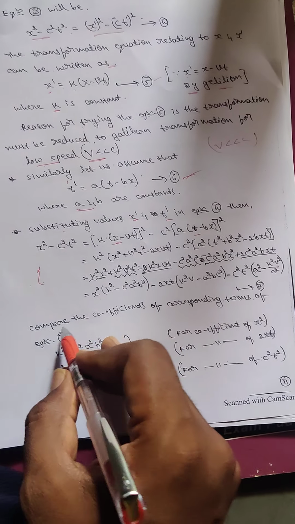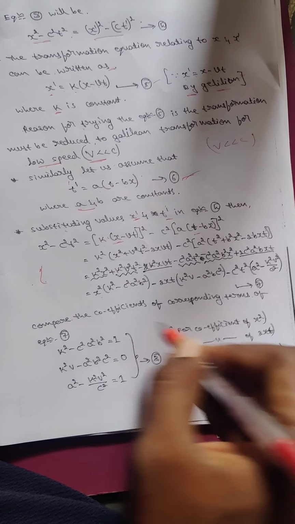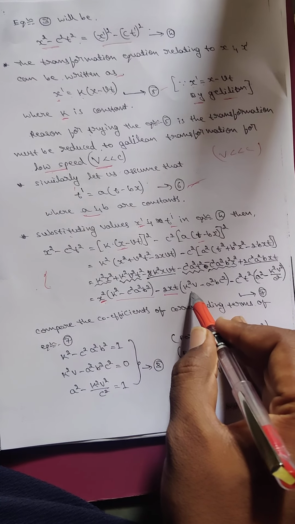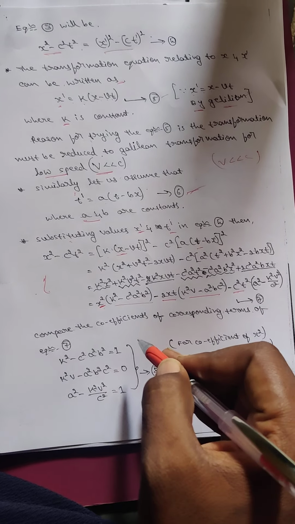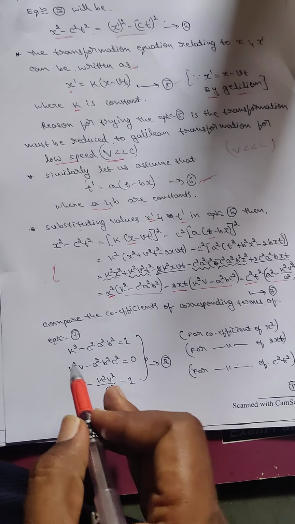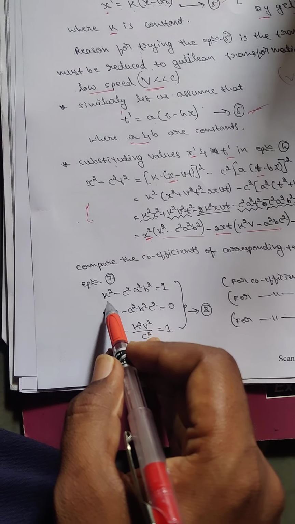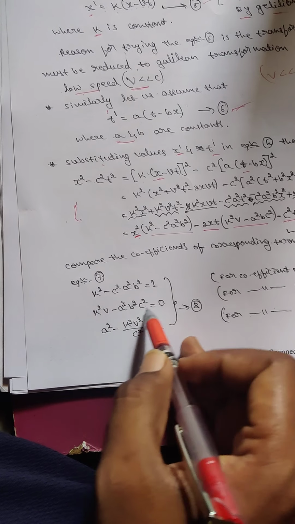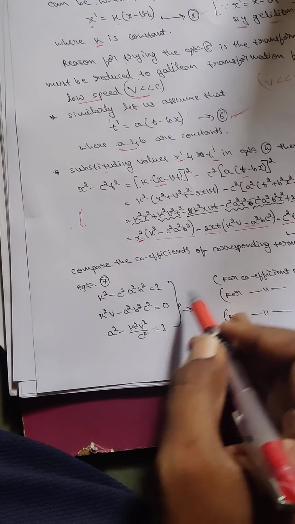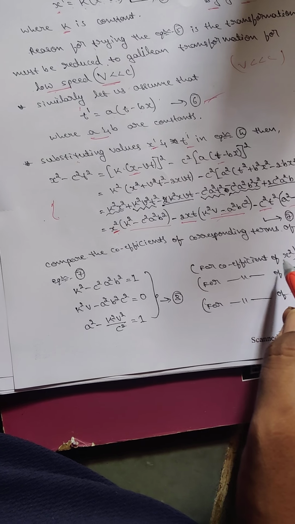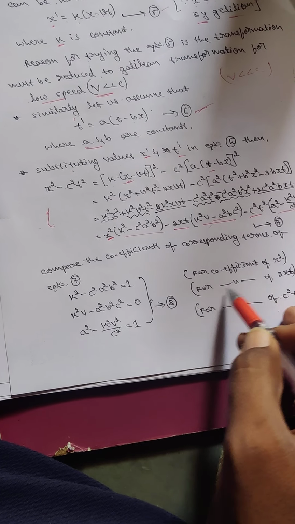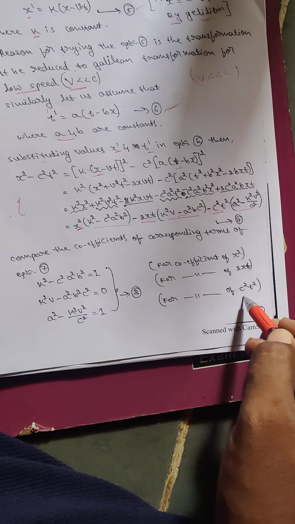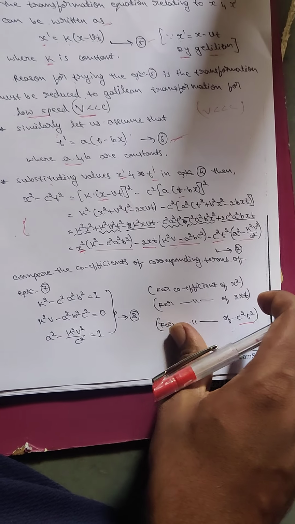Now compare the coefficients of the corresponding terms. See, x square is there with its corresponding coefficient, 2xt is there with its corresponding coefficient, and c square t square with its corresponding coefficient. Here k square minus c square a square b square is equal to 1, this one is equal to 0, and this one is equal to 1. These are the coefficients of x square, 2xt and c square t square. This is equation number 8.